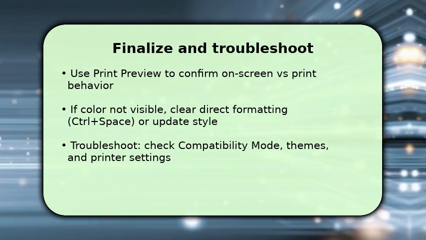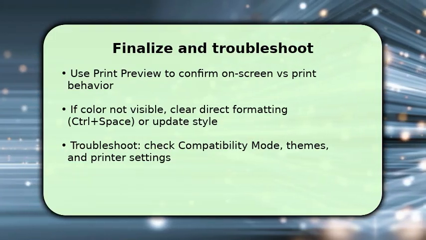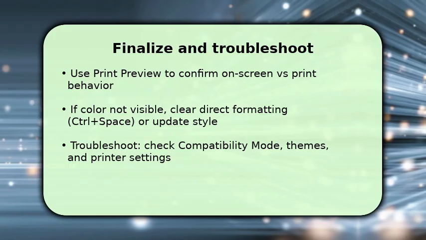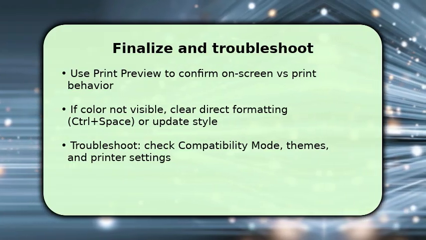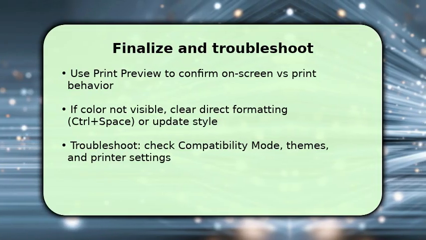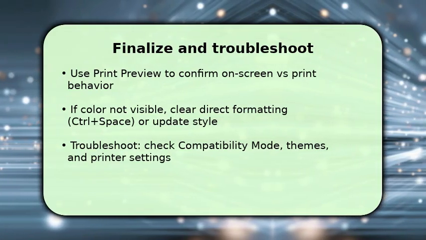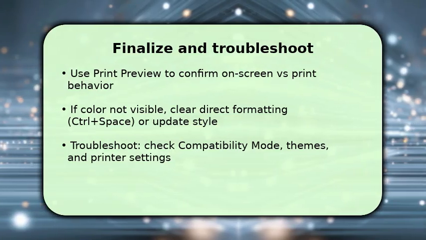If the color doesn't appear, select the text and clear direct formatting with Ctrl plus space, then reapply shading or update the style. Make sure the document isn't in compatibility mode or using an overriding theme. If a printer drops background colors, enable background printing and file options display. And remember to save a copy with the new formatting.